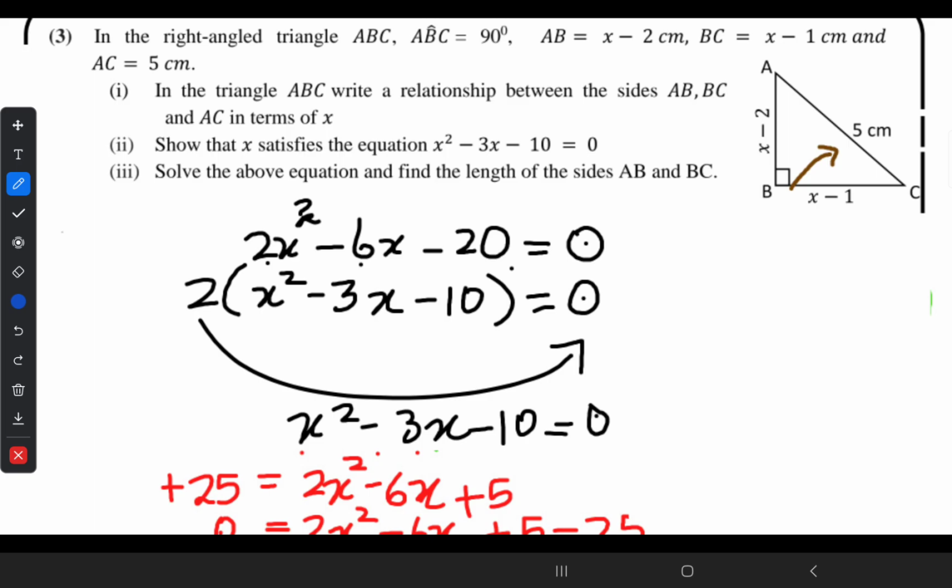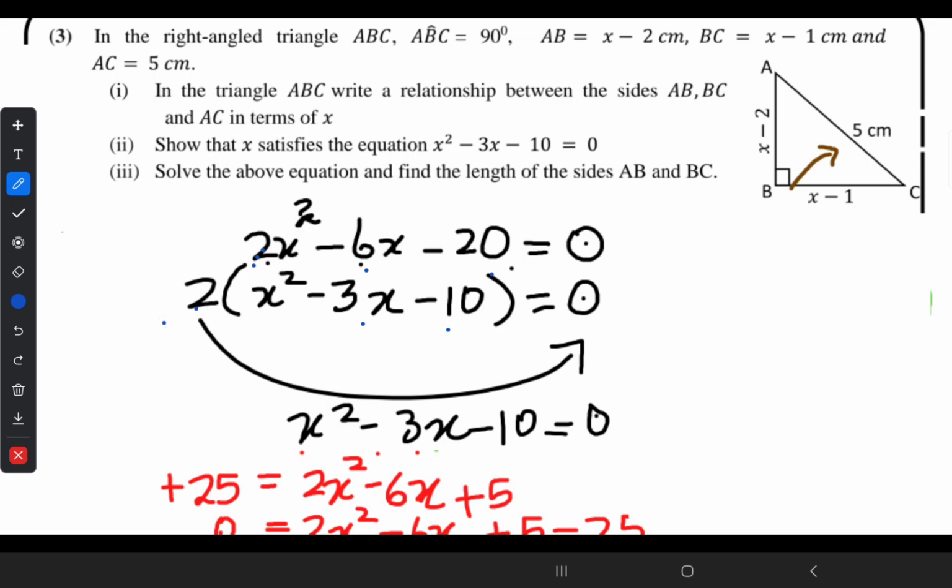Okay, here plus 5 and negative 25 became negative 20. But according to our equation, the answer is given. We have to choose the correct path to achieve our answer. For that, all these coefficients are multiples of 2. So accordingly, we selected 2 as a common factor. From 2x, 2 was selected, from 6x also 2 selected, negative 20, 2 selected, negative 10.